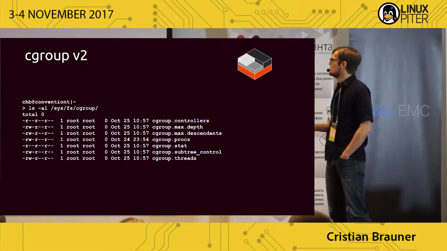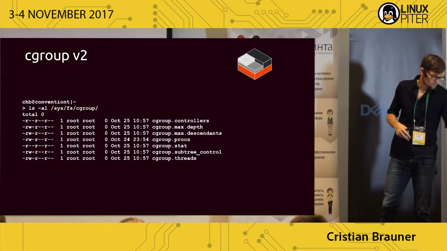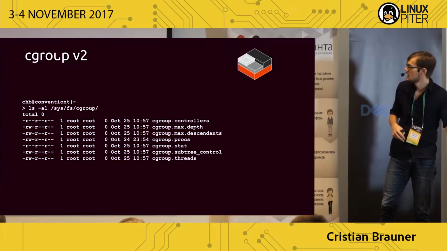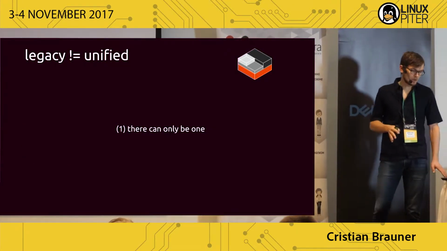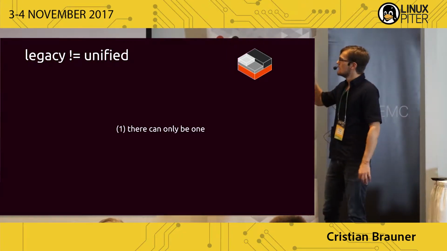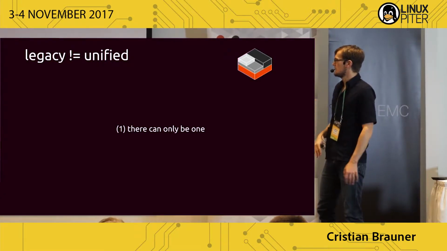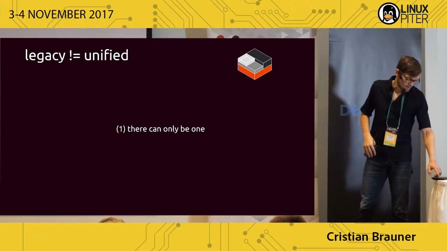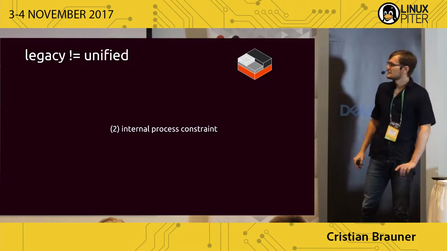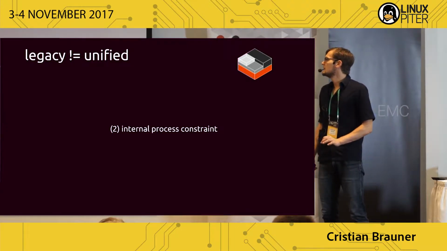And I'm just going to touch on a bunch of files today. I'm going to talk about cgroup.controllers, cgroup.procs, cgroup.threads and cgroup.subtree_control. At least I'm going to touch on them on a bunch of occasions. So as I said, there can only be one. This is one of the main things. You enable controllers further down the hierarchy by writing into cgroup.subtree_control, and that's basically it.